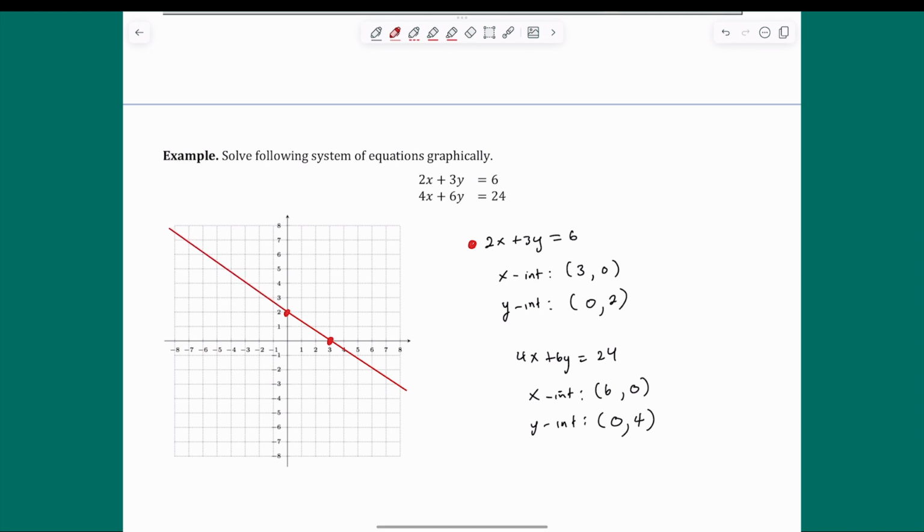Okay, and that's how the graph will look there. Alright, and then let's go ahead and graph the other line in blue. So we have a point at 6, 0, and a point at 0, 4. And this one here looks something like that.